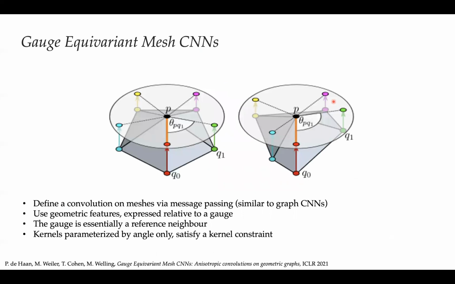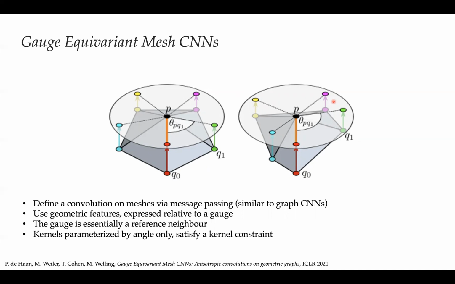There's also a method we developed that works on general meshes. The previous one was for a very particular mesh, this icosahedron, and it's very efficient. But we would also like, for example, for problems like shape matching, to have something that works on general meshes. So what we did in this project is to define a gauge-equivariant convolution that stays very close to the very simple kind of message passing graph CNNs, but incorporating the geometric structure of a mesh as well.